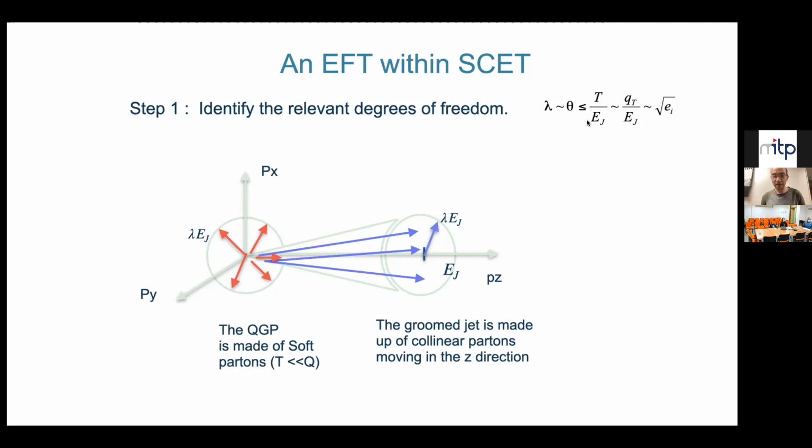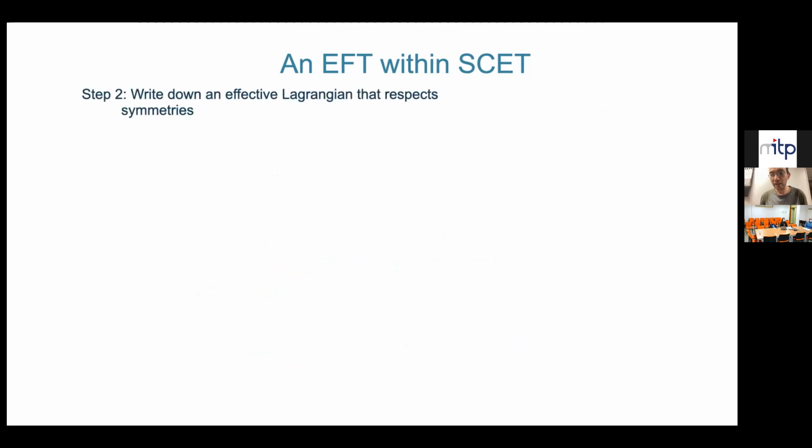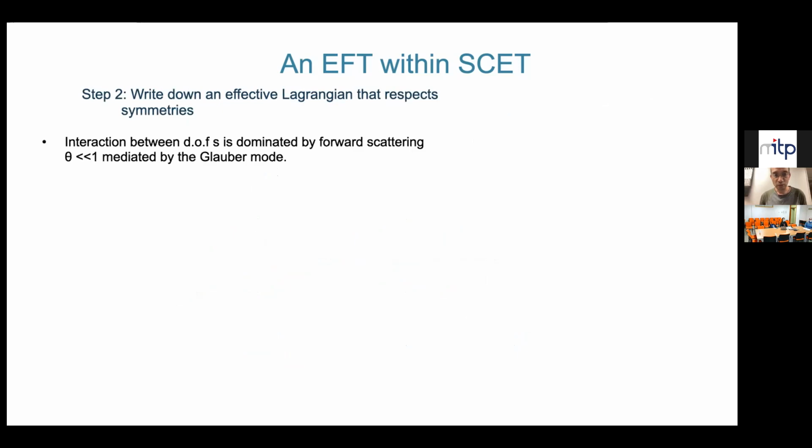Once we have identified my degrees of freedom, I can then write down an effective Lagrangian that respects the symmetries and uses these degrees of freedom. As we said, the interaction between the degrees of freedom, in this case the jet and the medium, is going to be dominated by forward scattering. And that is usually mediated by what is known as a Glauber mode. A Glauber mode is something like a potential mode, which is an off-shell mode, which mediates the forward scattering between the collinear and soft modes.